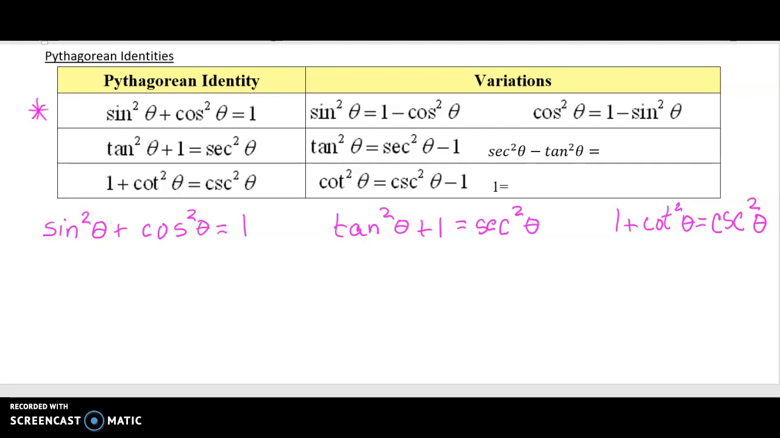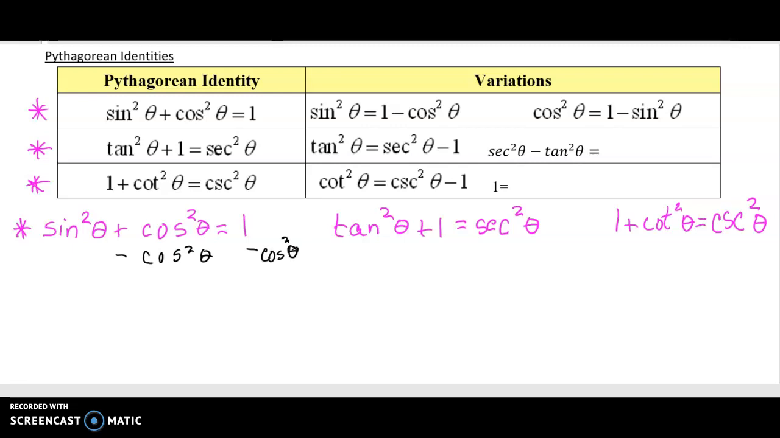This one says sine squared plus cosine squared equals 1. So you're going to memorize these. If you're in pre-AP, if you're in level, you're going to have a formula sheet. So sine squared plus cosine squared equals 1. So let's look at that one down here. I could solve that for sine squared if I were to subtract cosine squared from both sides.